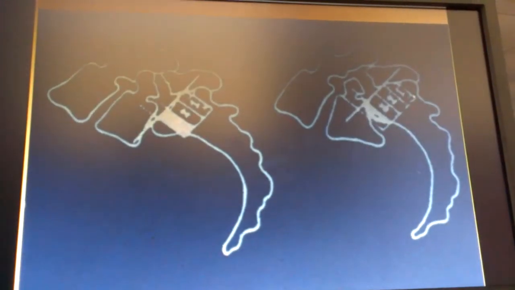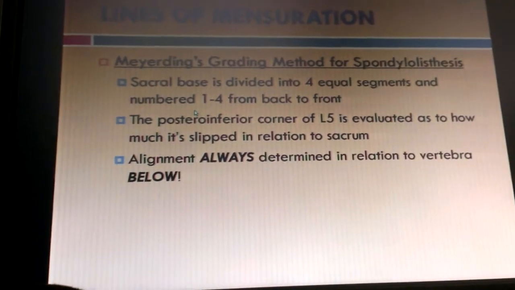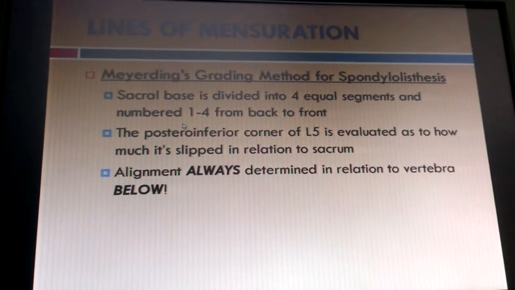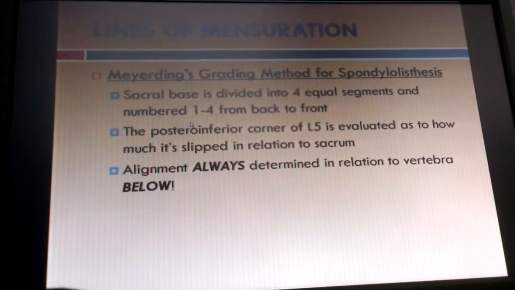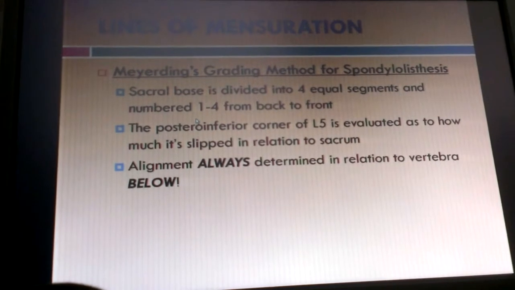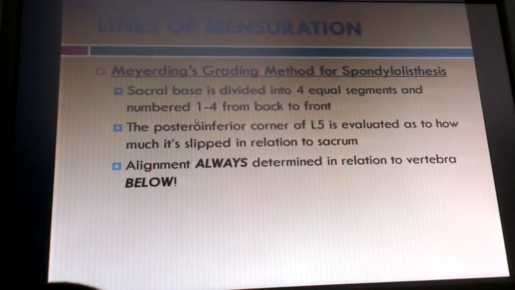Okay, so this was the Meyerding. We better go back. This was Meyerding. It doesn't have to be just a sacral base. I mean, it could be L4 relative to L5. So in that case, you would take the superior end plate of the L5 vertebra. But usually it's L5 where we have a problem with pars defects and anterolisthesis.